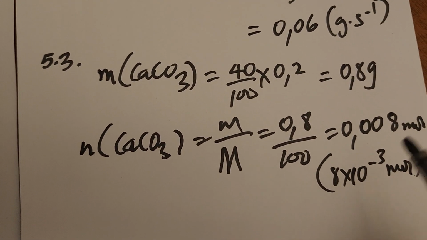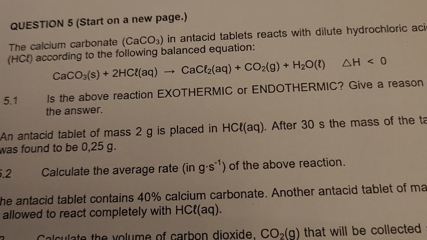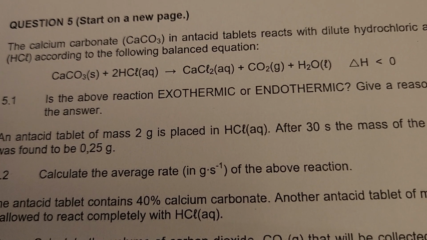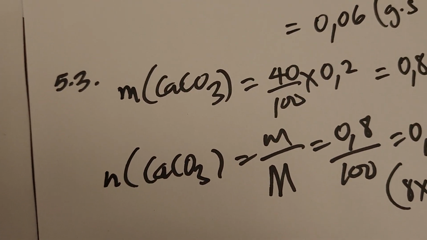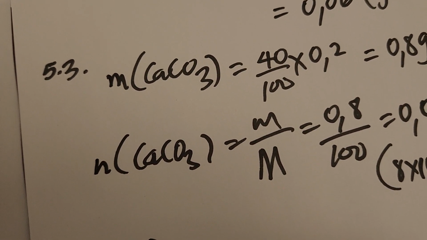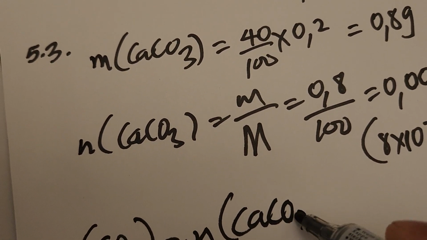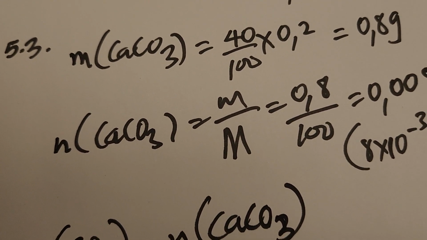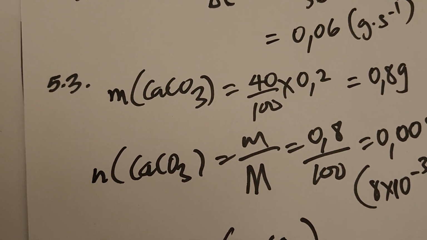Then from there, remember, according to the balanced equation, 1 mole of calcium carbonate produces 1 mole of carbon dioxide. So they are in the ratio 1:1. We are using that one. Therefore, the number of moles of carbon dioxide will be the same as the number of moles of calcium carbonate, which is 0.008 mole. Fine.